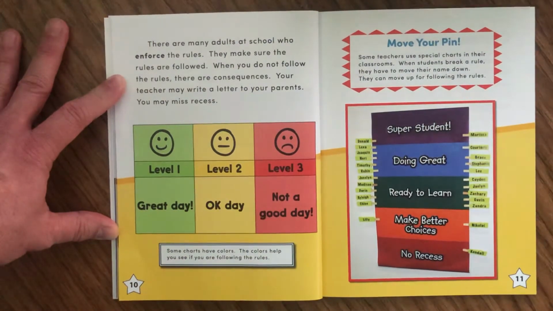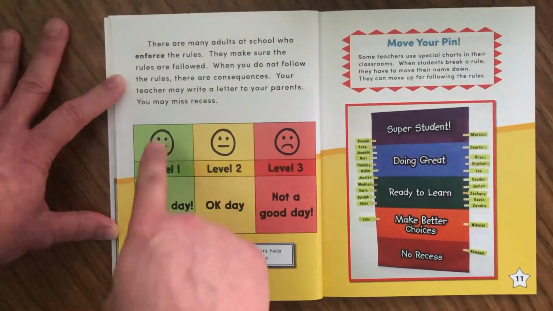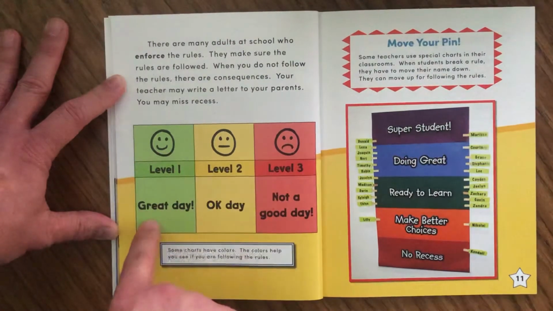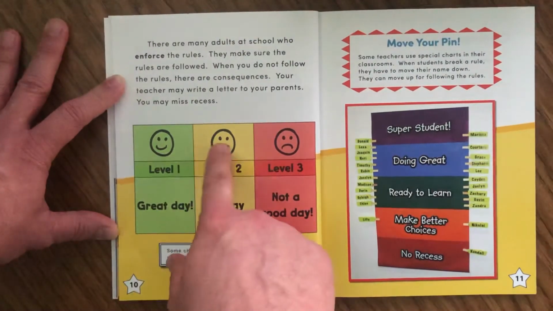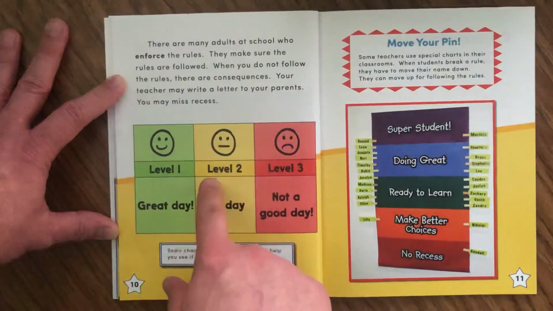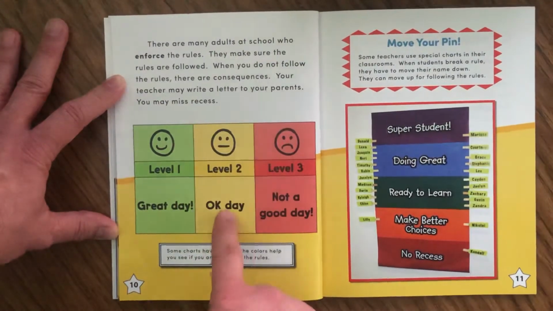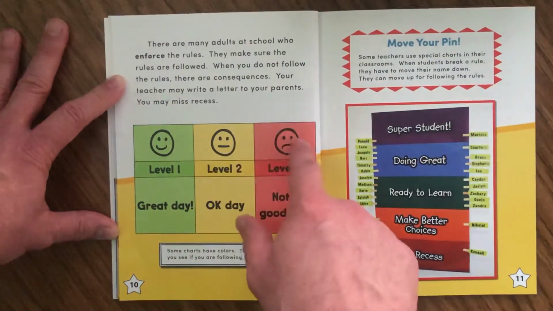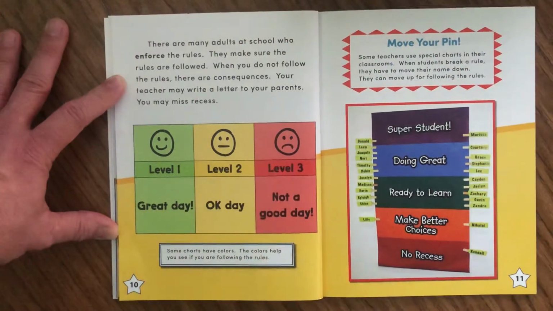When you do not follow the rules, there are consequences. Your teacher may write a letter to your parents. You may miss recess. And you can see their chart right here. Green with the smiley face is level 1. That's a great day. Yellow with just a straight line mouth, level 2, that's an okay day. And here's red with a sad face, level 3, not a good day.